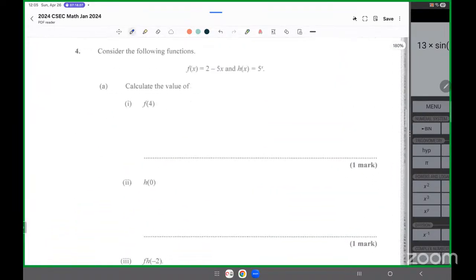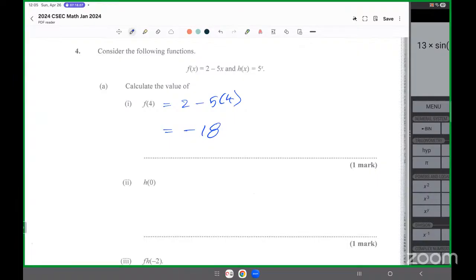Number 4, functions. It says consider functions f and g, f and h, sorry, f and h. First I want f of 4. We're going to put 4 in the f function right here for f of 4. Easy. That becomes 2 minus 5 times 4. 5 times 4 is 20. 2 minus 20 is negative 18. Negative 18 is the answer.